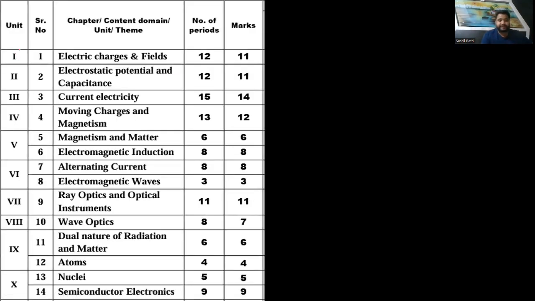So as you saw, the first and second unit have a weightage of 11 marks each. And the blueprint suggested that they are going to ask you a numerical from electric charges. So I would suggest, my dear students, that you prepare for both these chapters. One numerical and one derivation for sure is going to come in your annual examination paper. You will have one numerical and one derivation either from electric charges and fields or electrostatic potential and capacitance.